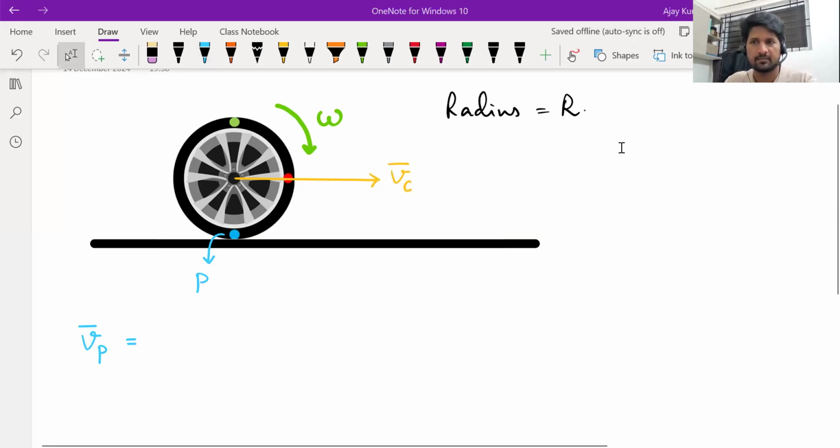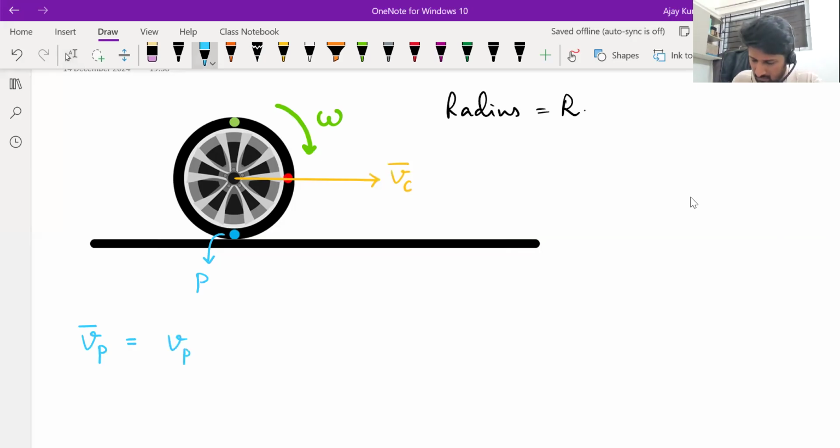Sir, velocity of P is equal to velocity of P with respect to C plus velocity of C. Correct. Velocity of P with respect to the center plus the velocity of center of mass itself. Good. Now velocity of center of mass is Vc in the forward direction. We'll take it as a vector. We'll just call it Vc i cap. Okay, Vc is the magnitude, i cap is the direction. Rightward direction, I'm calling it i cap. Okay. So velocity of center of mass is known to us.